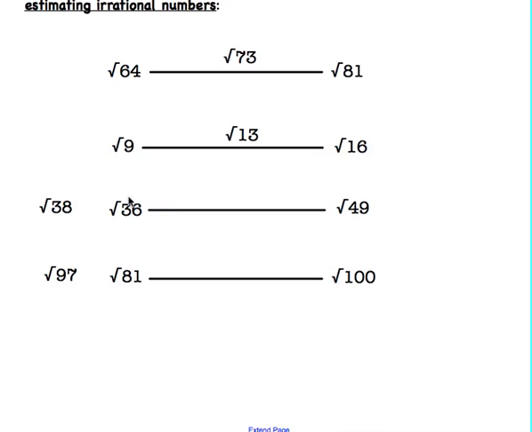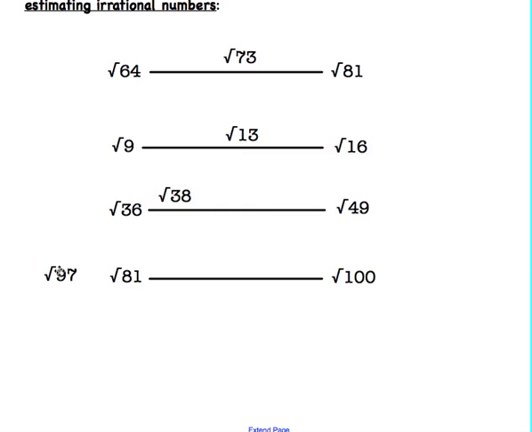The square root of 38 lies between the square root of 36 and 49. It's 2 away from the square root of 36 and 11 away from the square root of 49. So it is a lot closer to the square root of 36. It's a whole lot closer to 6 than it is to 7. So we could say this is about 6.2.